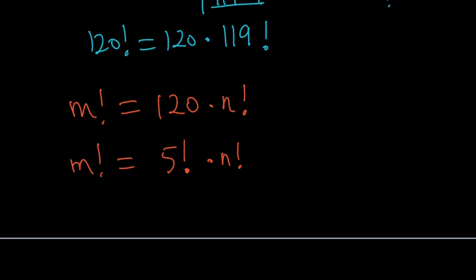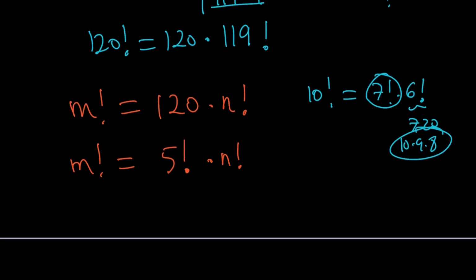Yes. There is a very special situation, and I believe that was 10 factorial equals 7 factorial times 6 factorial, because 6 factorial is 720, and 720 happens to be 10 times 9 times 8. When you multiply by this, it just becomes 10 factorial. But that's a very special scenario, and I don't think there's any other case like that. I could be wrong. Please correct me if I'm wrong. But I think that's unique.